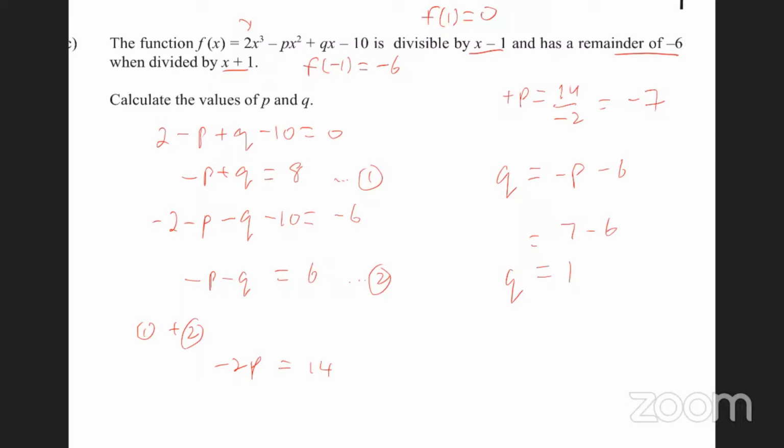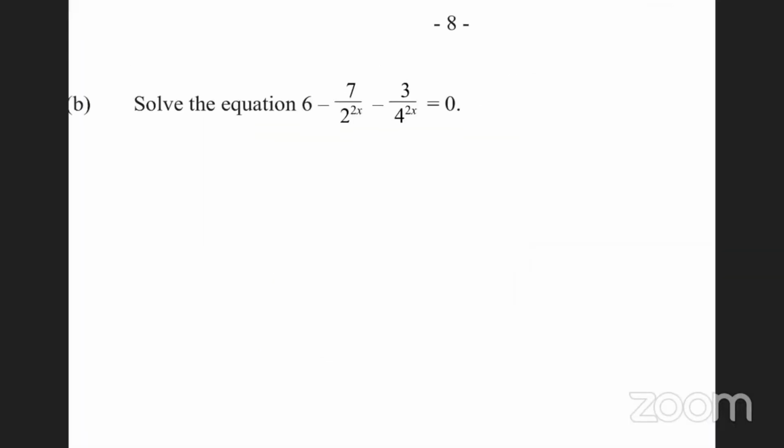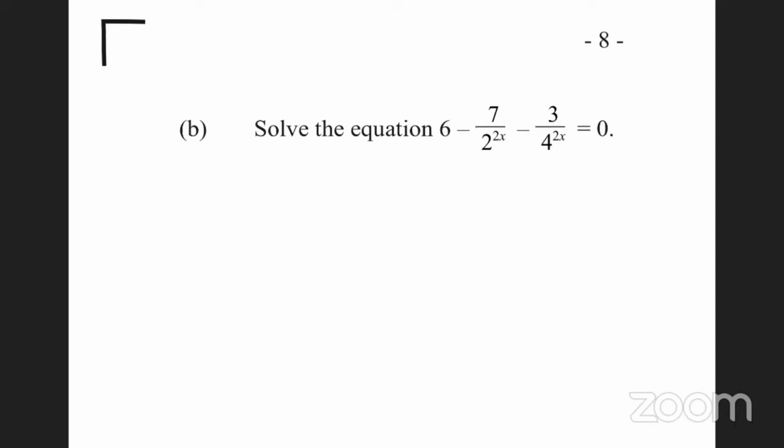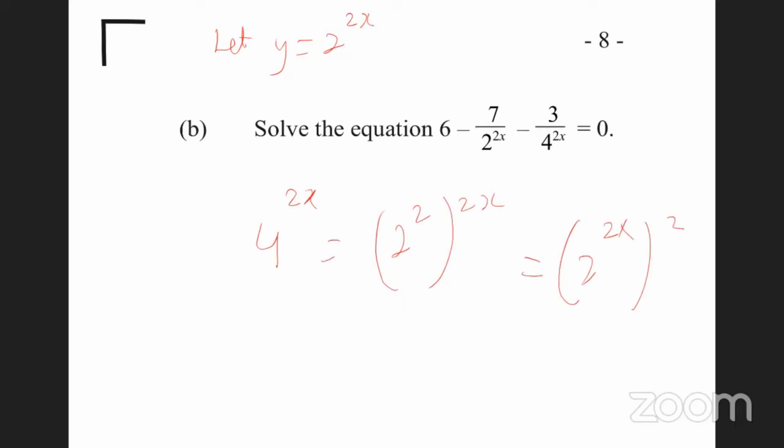Right? Let's go to B. What is this looking like? Some kind of quadratic, right? Some kind of disguised quadratic. Just to show you the substitution, you could let y equal to 2 to the 2x. Remember that 4 to the 2x is the same as 2 squared to 2x. Because it's multiplication, we can switch it around. These two things are the same, right? And remember, this is y, so we'll get y squared.